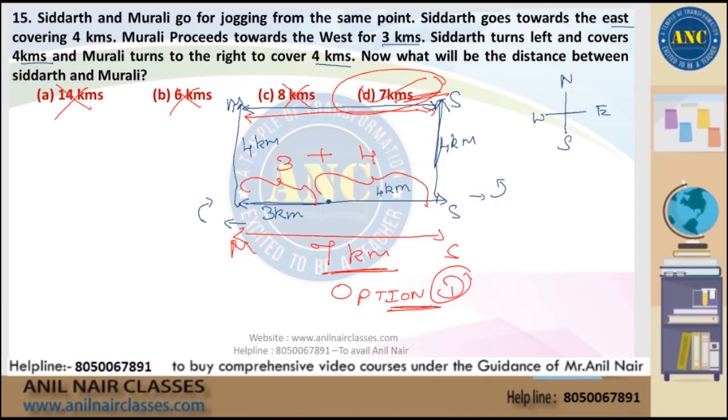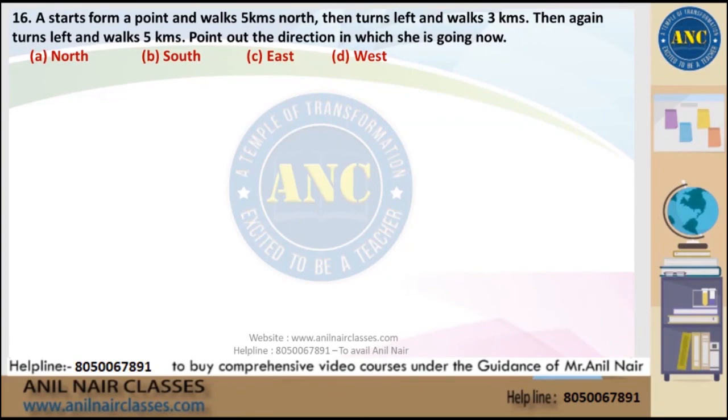Now let us move on to the next question. A starts from a point and walks 5 kilometers north, then turns left and walks 3 kilometers. Then again turns left and walks 5 kilometers. Point out the direction in which she is going now. A starts from a point and walks 5 kilometers north. North, east, south and west. A is walking 5 kilometers to north, from the starting point.